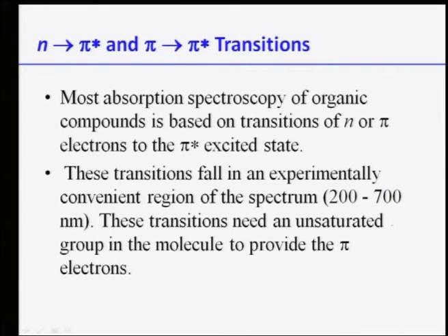Now, if you want to look at n to pi star or pi to pi star transitions, they are the most easily detectable in UV-visible. Most absorption spectroscopy of organic compounds is based on transitions from n or pi electrons to the pi star excited state. These transitions fall in the experimentally convenient region of the spectrum, 200 to 700 nm, that is UV to visible. They need an unsaturated group in the molecule to provide the pi electrons, for example ethylene. Ethylene has an unsaturated double bond, and it has pi electrons which can undergo transitions from bonding to antibonding. So these are the things which are called chromophores.